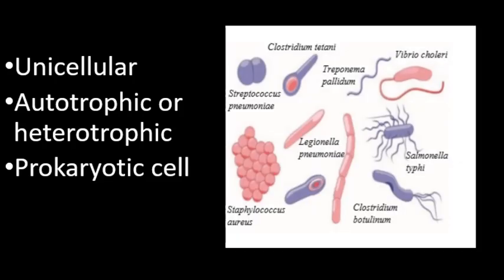Here are the examples of few organisms included from kingdom Monera. You need to remember at least three of them, children. So here we have Clostridium tetani, Vibrio cholerae, Treponema pallidum, Streptococcus pneumoniae, Legionella pneumoniae, Salmonella typhi, Clostridium botulinum, and Staphylococcus aureus. The next kingdom is kingdom Protista.